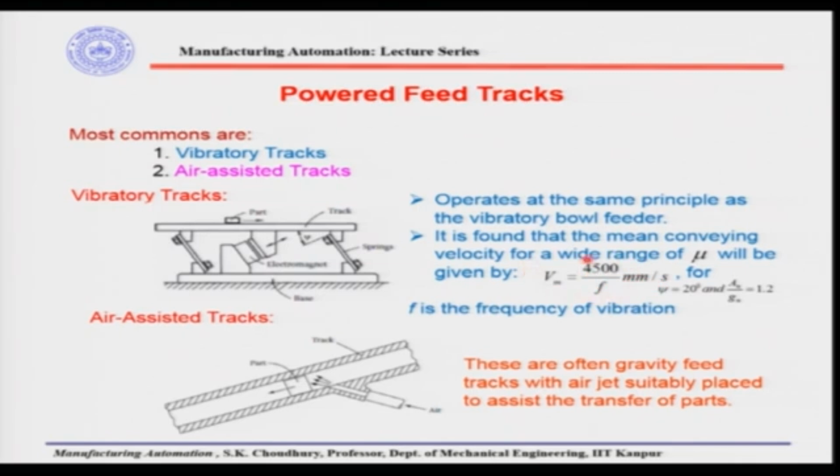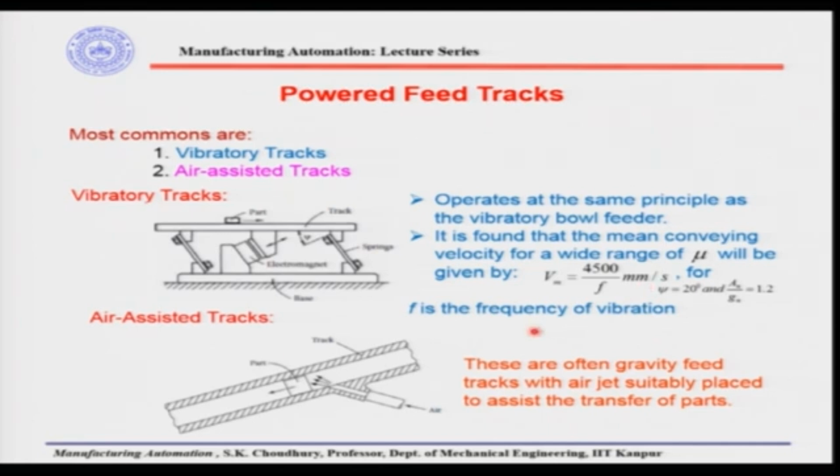Well, this has been experimentally derived, and it has been found that this holds for a vibration angle of 20 degrees and a normal track acceleration of 1.2. For example, if f, which is the frequency of vibration, is 50, then Vm, the conveying velocity, will be 4500 divided by 50. So, you understand this is 90 millimeter per second.